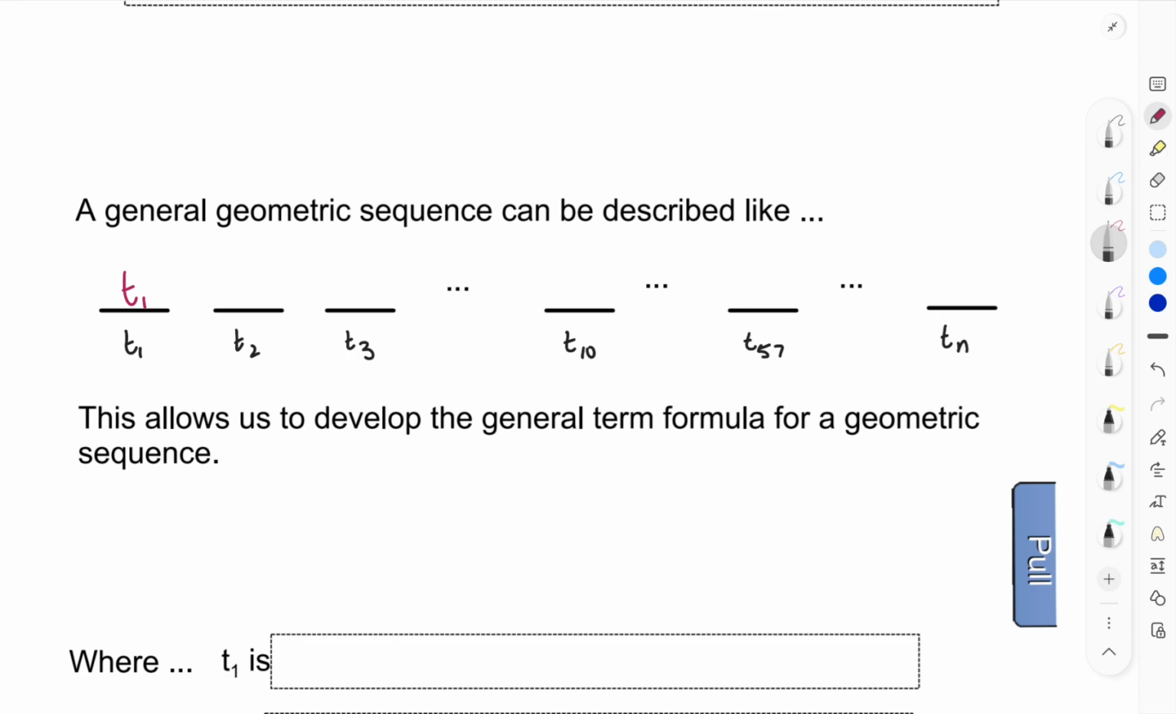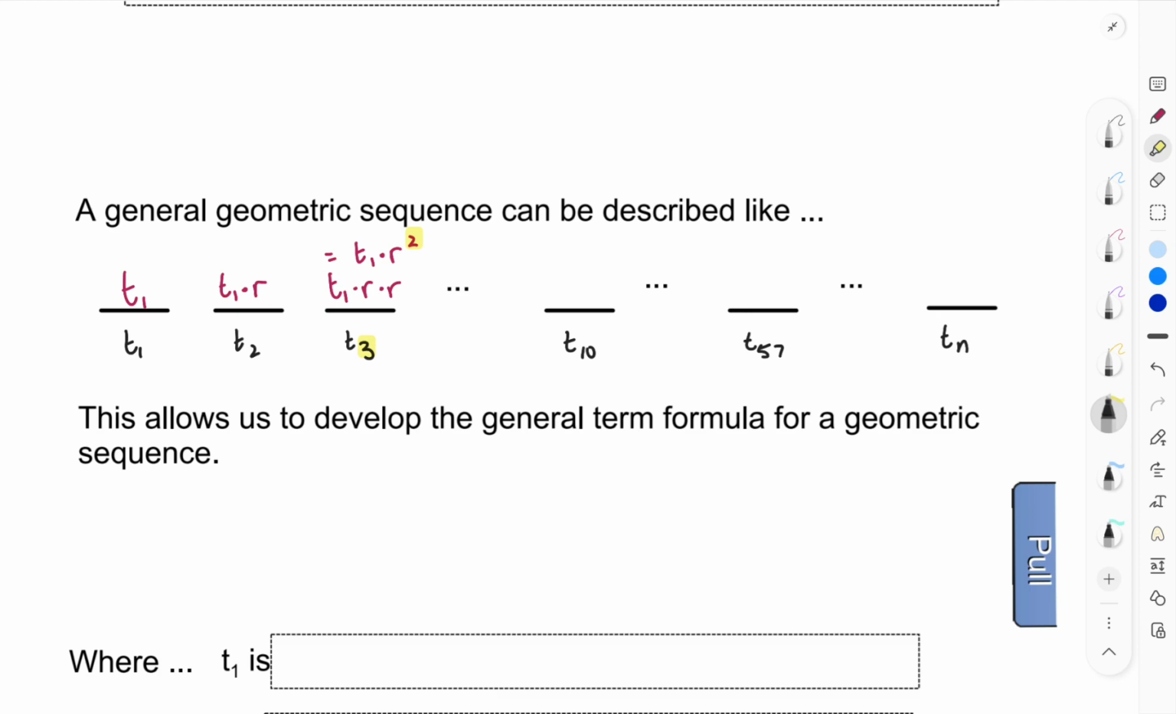But then my second term, well, I increase it by multiplying by a common ratio. So I get T1 times R. My third term, I get T1 times R times another R. And that's not 2R, right? It's not R plus R. So what that is is T1 times R squared. And so just like with arithmetic, we kind of start to recognize this pattern between what term number I'm on and how many times I'm doing that jump, right?